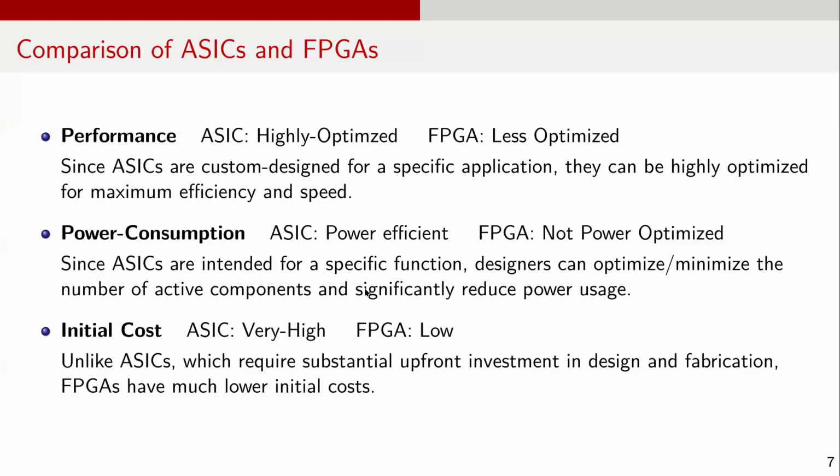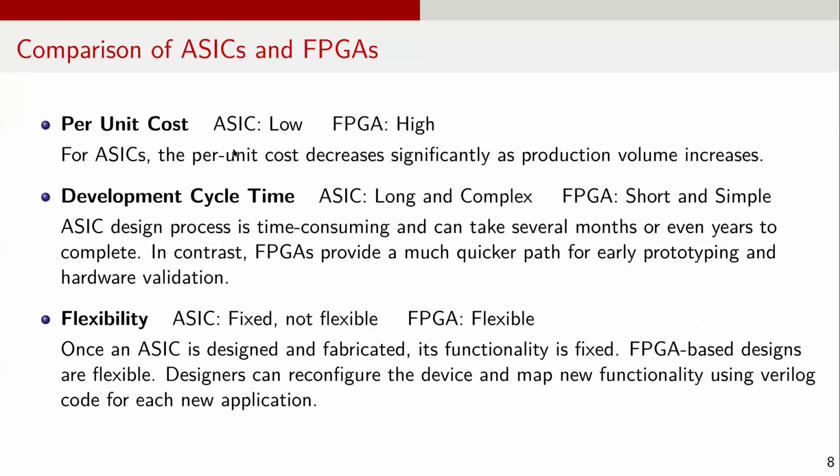By optimizing the design for a specific function, designers can minimize the number of active components and significantly reduce power usage compared to FPGAs. On the initial development cost front, FPGAs are the clear winner. Unlike ASICs, which require substantial upfront investment in design and fabrication, FPGAs have much lower initial costs. This makes them a cost-effective option for early prototyping or low-volume production. Although the initial investment for ASIC design and fabrication is high, the per unit cost decreases significantly as the production volume increases, making ASICs more economical for high volume manufacturing.